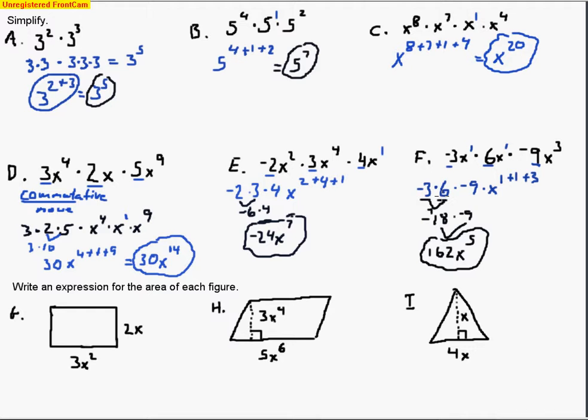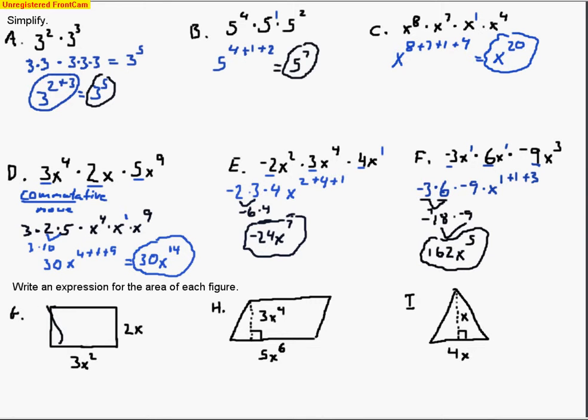So again, the key on these is take the coefficients and multiply those, count up the x's that you have remaining. Well, here's a scenario like you're going to see on the first problem on tonight's homework. It's going to say write an expression for the area of each figure. So the area on these two figures is just base times height. These are both parallelograms. This is a special parallelogram we call a rectangle because all angles are 90 degrees.